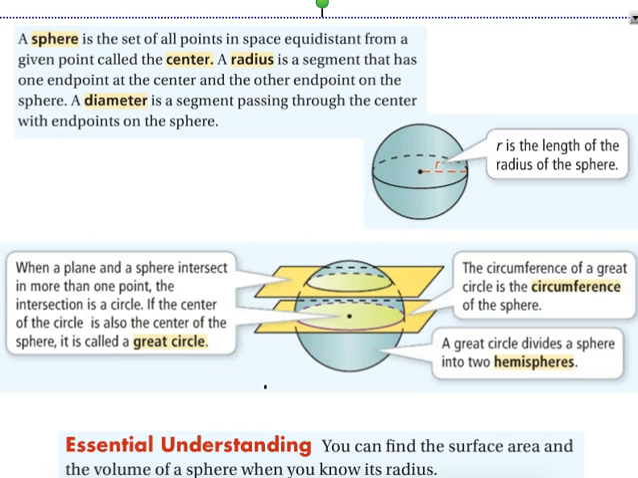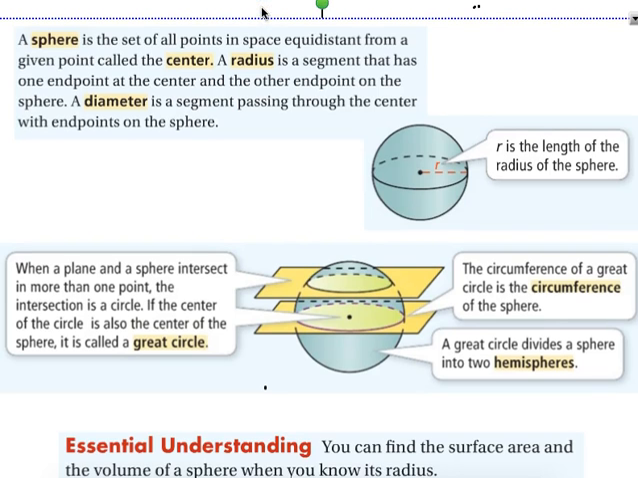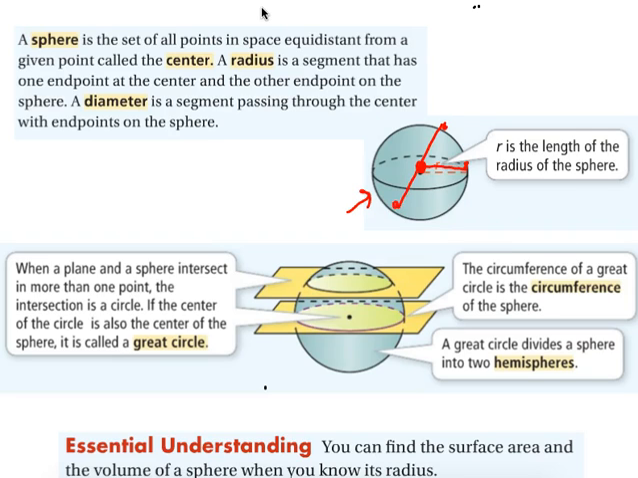All right, so let's just talk about some vocab here. Here is our diagram of a sphere. Our center is pretty self-explanatory, it's in the center. Our radius goes from the center to an endpoint outside the sphere. And then a diameter would obviously go from one endpoint on the sphere through the center to another point on the outside.